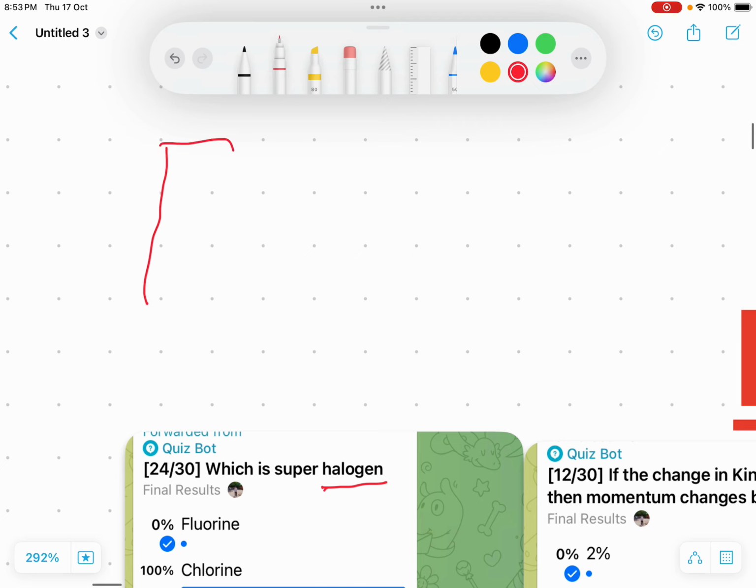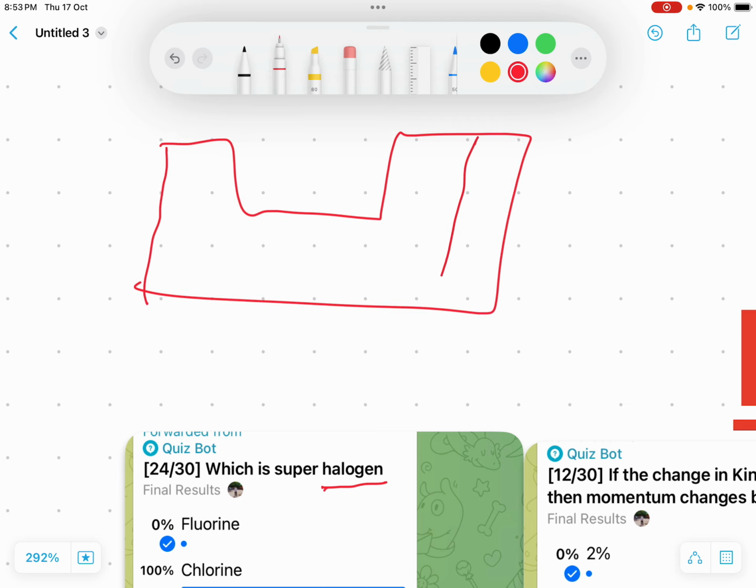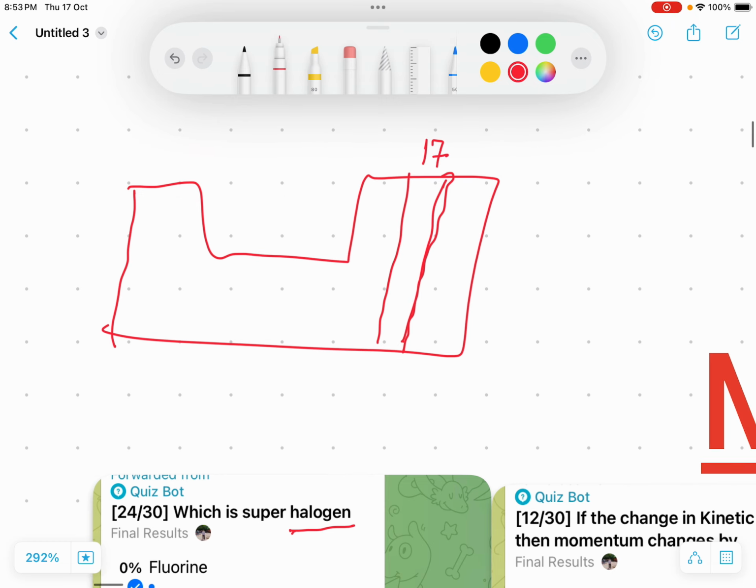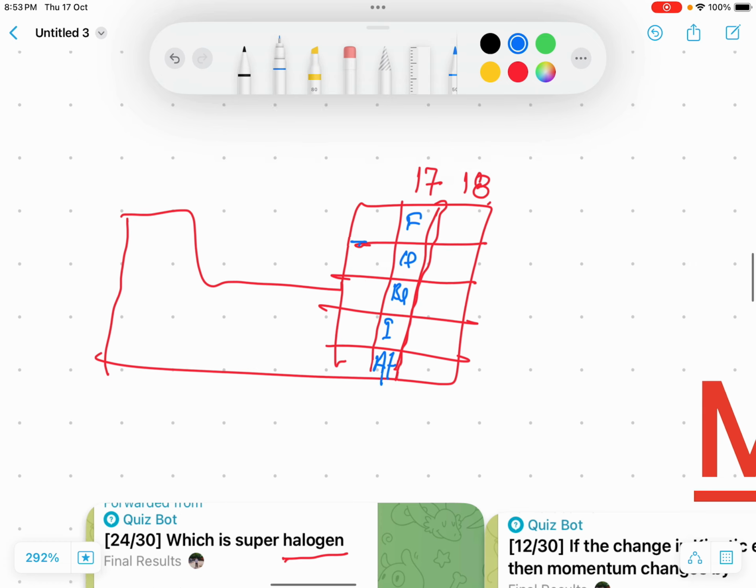In a periodic table, there is the second last group, that is group 17. There are 18 groups in a periodic table. So group 17 contains elements, and those elements are called halogens. Members are fluorine, chlorine, bromine, iodine, and astatine. So these are the elements of group 17.